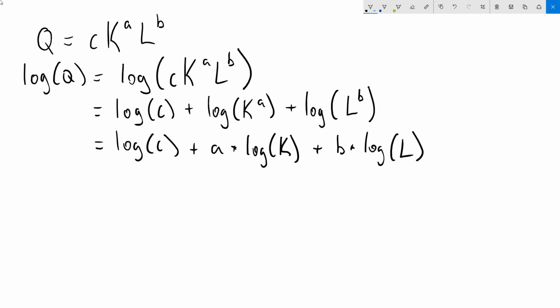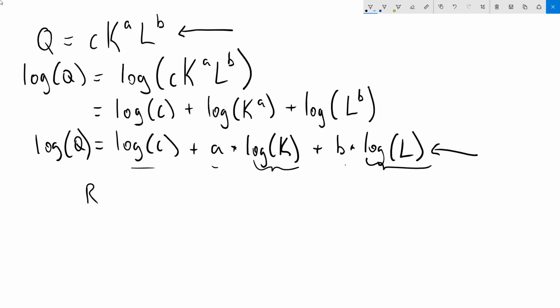Now, while we certainly could not use a regression to estimate our original production function, the equation down here looks a lot more like something we can use a regression to estimate. We've got two explanatory variables, log of K and log of L. a, b, and log of c, those are our parameters that we're going to try to estimate. And our dependent variable is log of Q. So if we were to go into our data, take the log of Q, the log of K, the log of L, run the regression, we're going to get estimates. So we're going to run a regression.